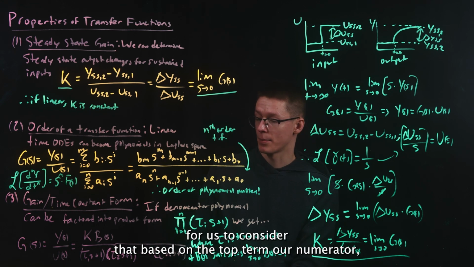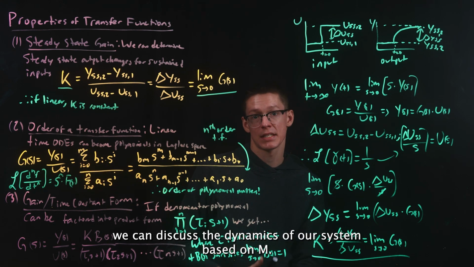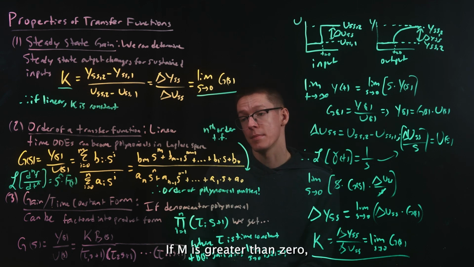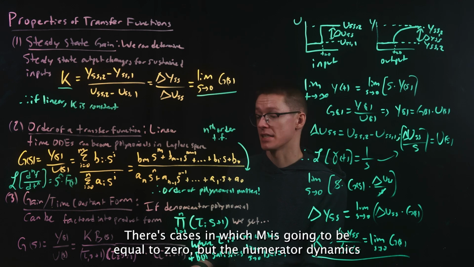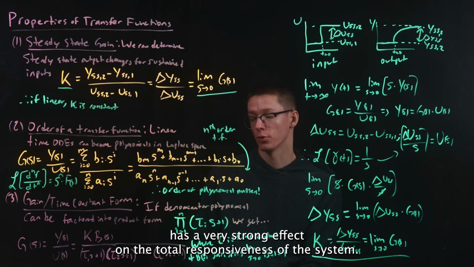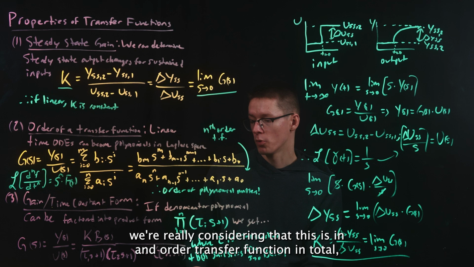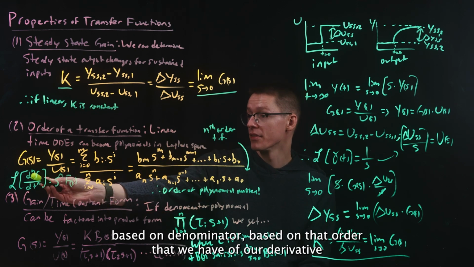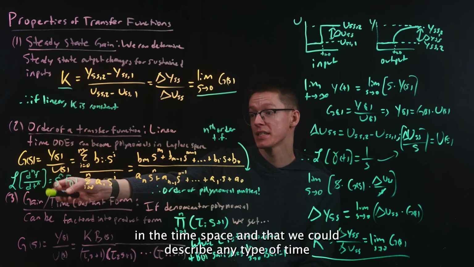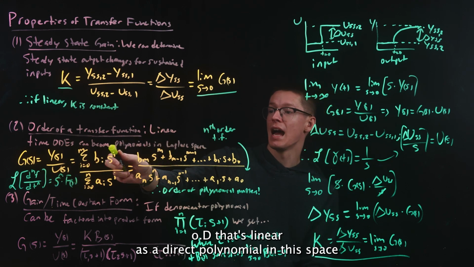Further, it's an important property to consider that based on the top term, our numerator, we can discuss the dynamics of our system based on m. If m is greater than 0, then we know the transfer function might have numerator dynamics. There are cases in which m is equal to 0, but numerator dynamics has a very strong effect on the total responsiveness of the system. We're going to see different examples of this, but for now we're considering this an nth order transfer function in total, based on the denominator, based on the order of our derivative in the time space, and that we could describe any linear time ODE as a direct polynomial in this space.